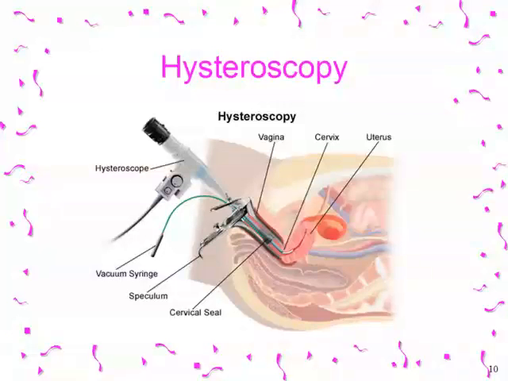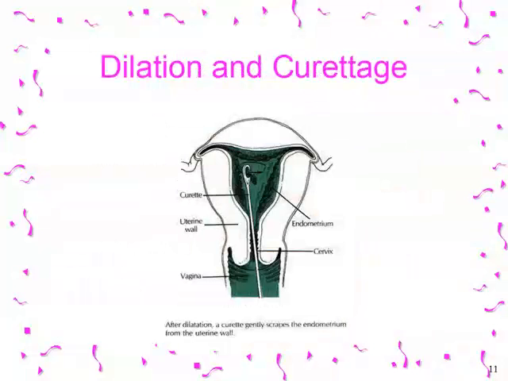A D&C can be done for many different reasons. It could be done to diagnose endometrial cancer. It could be done to evaluate fertility issues, to treat bleeding, and also to induce abortion in a woman. So the uterine cavity is actually scraped, and a large tissue sample is obtained with a dilation and curettage.